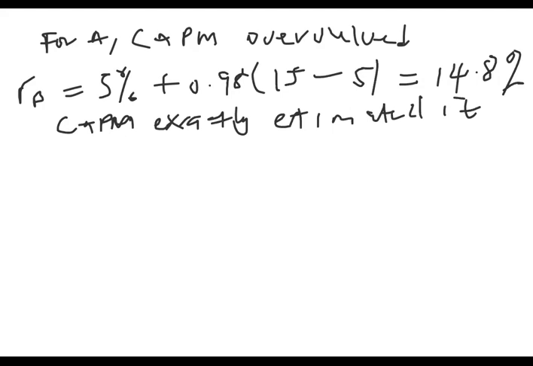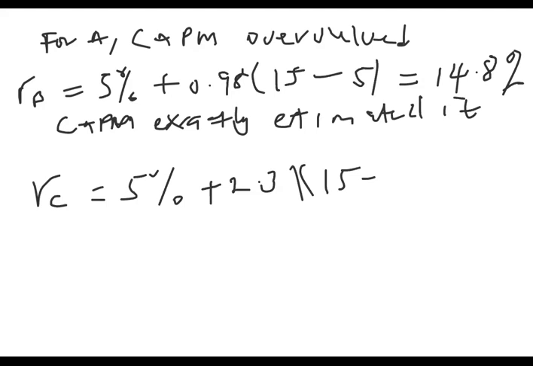Now I hope you can do the C part. The C part is the same as before, it's 5% plus 2.3 into brackets 15 minus 5. So when you compute the answer, then you write it here. So that is for the B part. Now let's move on to the next question.